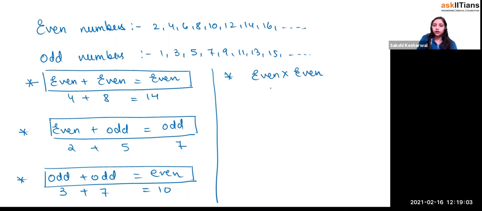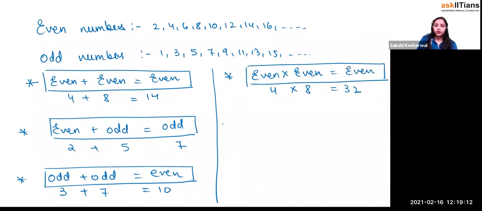Even into even, like again 4 into 8 is equals to how much, beta? 32. This is again an even, yes or no? Yeah. Let's take another example, that is even into odd, right? So this is like 2 into 3, which is equals to what, beta? 6. So again even, right? Even into odd is what?